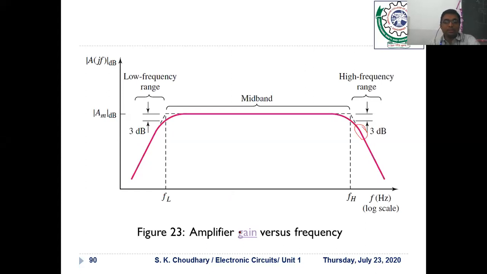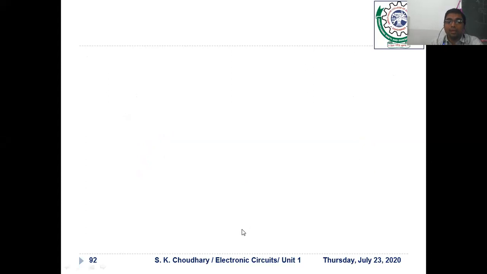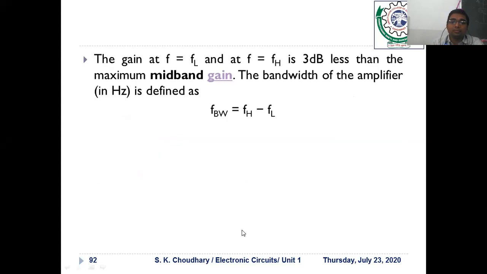Now, I think all of you have drawn this diagram. Now we have to calculate the bandwidth of this frequency response. What is the formula of bandwidth? Upper cutoff frequency minus lower cutoff frequency. The gain at frequency equal to FL and the gain at frequency equal to FH is 3 dB less than the maximum mid-band gain. From that particular boundary, we calculate the bandwidth.